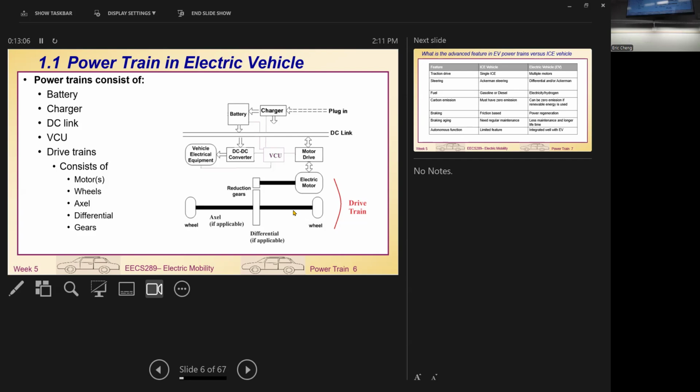Like the motor, sometimes we do have a reduction gear. As I mentioned, we tend to use a high-speed motor, 10,000, 20,000 RPM, but the wheel only turns a few hundred RPM. We need some reduction gear. And just now we mentioned all the power components. So that's how the configuration looks. Okay, any question up to this point?